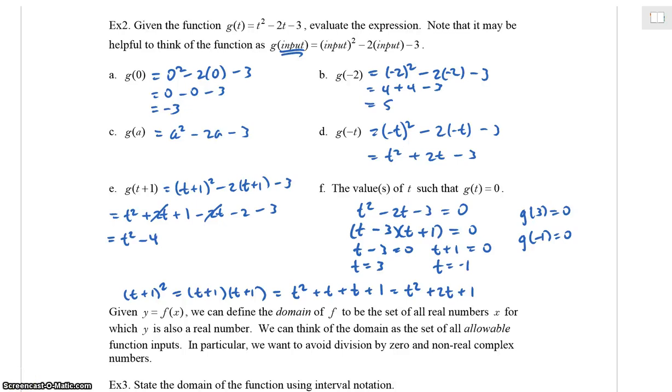I want to make one final comment about example 2, and it pertains to part E, g of t plus 1. I just want to make it clear, g of t plus 1 is not the same as g of t, plus 1. This is a common misconception. In other words, students believe that to evaluate g of t plus 1, you just take g of t, t squared minus 2t minus 3, and add 1 to it, which would give you t squared minus 2t minus 2.